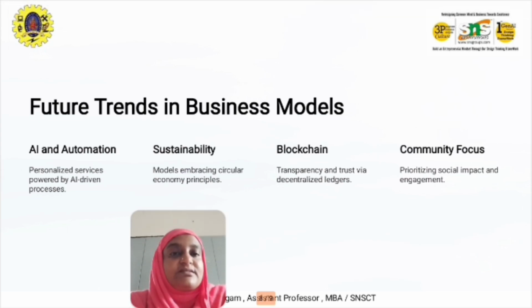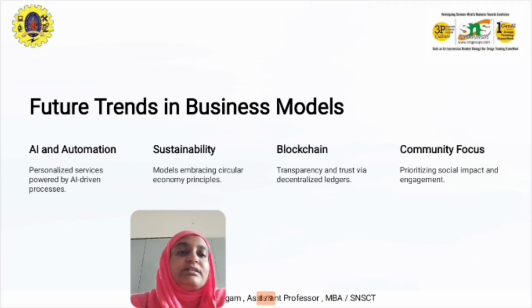So future trends in business models: we can adapt to AI and automation, which is much more supportive in big organizations and small ones too. When we talk about sustainability, to sustain in the market, you have to upgrade and make your product much more unique. Blockchain is transparency and trust via decentralized ledgers. So you have to be very cautious about the risks and other things coming, and you have to solve them then and there.